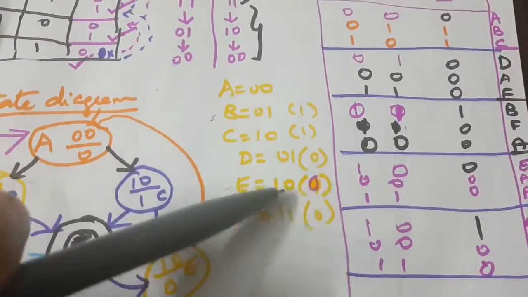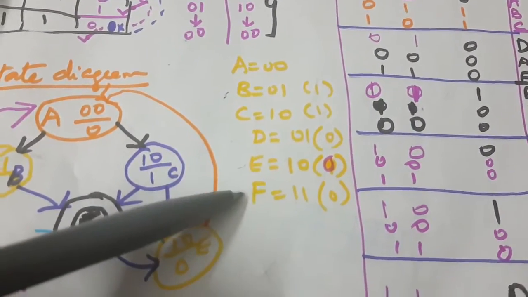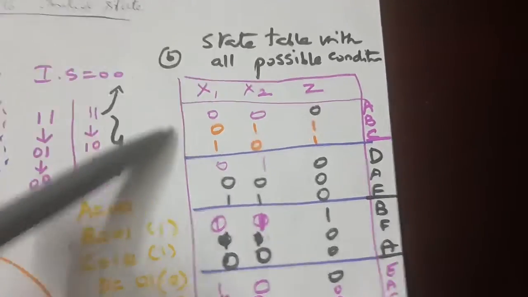C and E: 1 0 for 0, 1 0 for 1. F is taking 1 1, only one output, therefore 0. Now you expand the condition. 0 0 can go to 0 1.